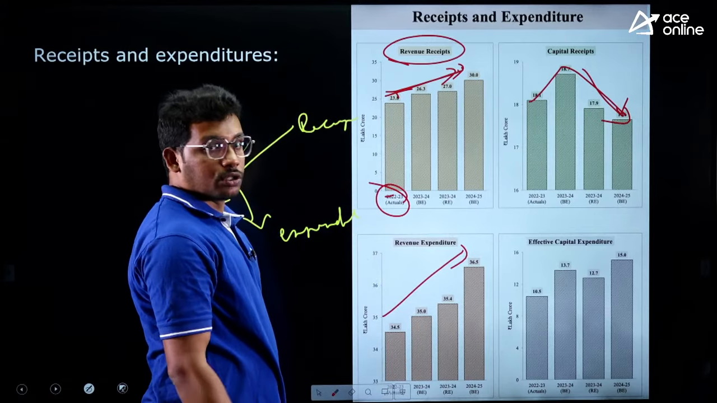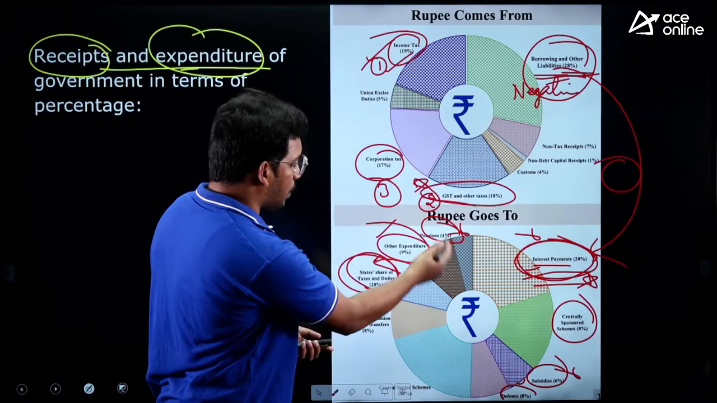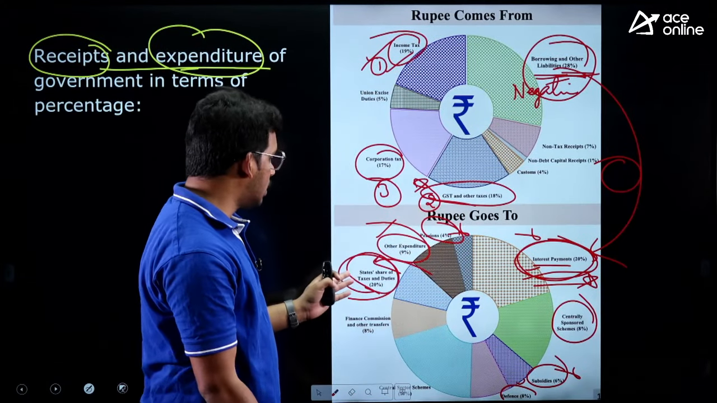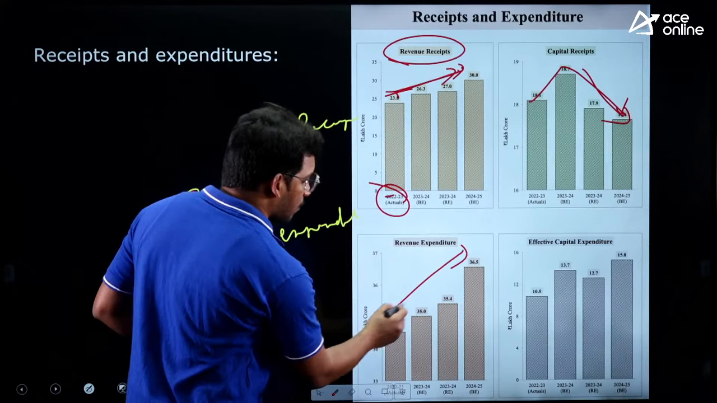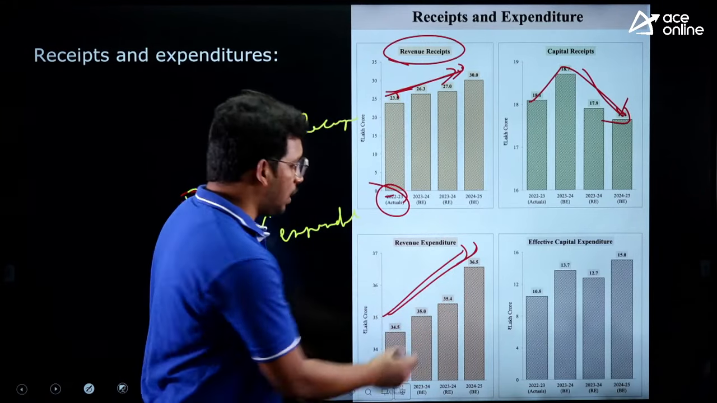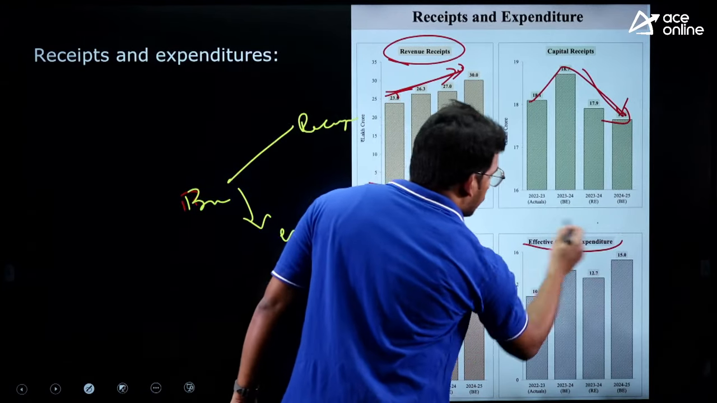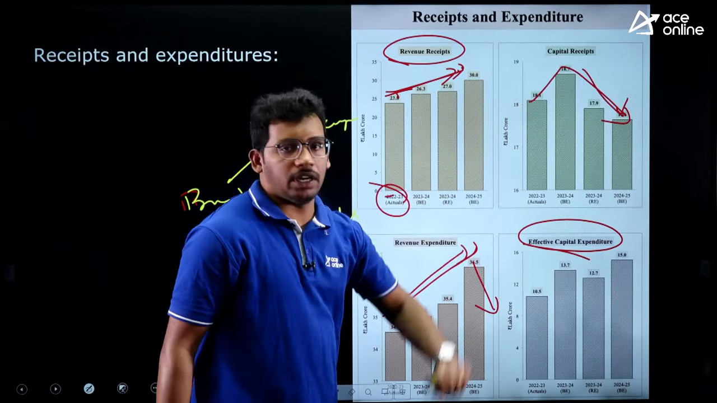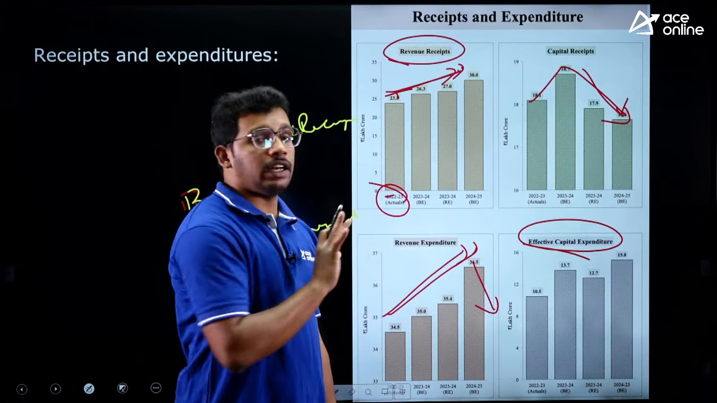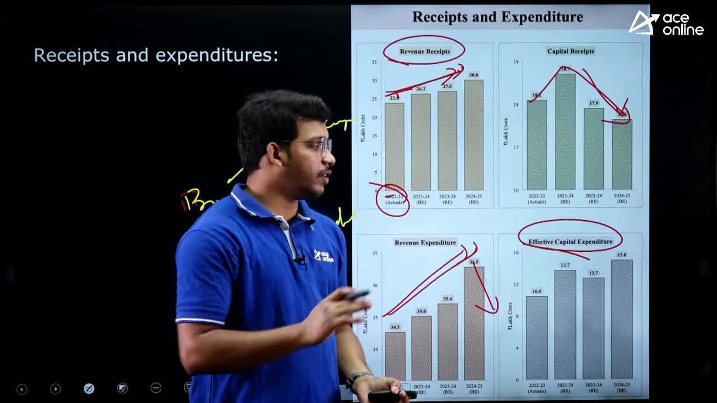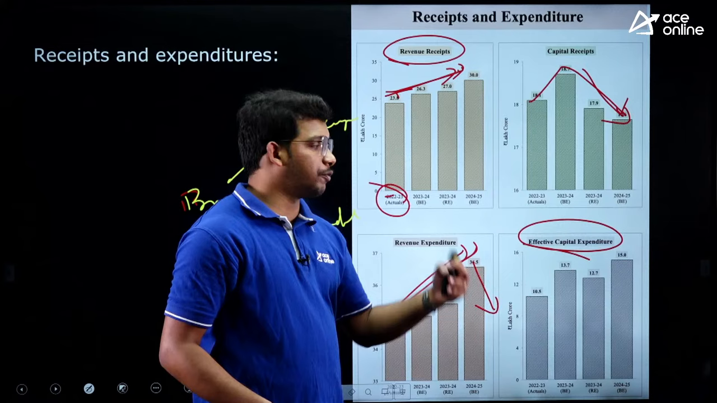Revenue expenditure, so wasteful money. They are just giving pensions. You have seen how they are spending on the rupee. So these pensions, interest payments, and subsidies are all wasteful things which are not creating assets. So here revenue expenditure keeps on increasing. We need to try to reduce it. We need to make it a downward curve, right? Then effective capital expenditure means the capital expenditure, whatever expenditure government is doing on creating assets, there are certain expenditures which are wasting. So whether they are giving to state governments for welfare schemes.